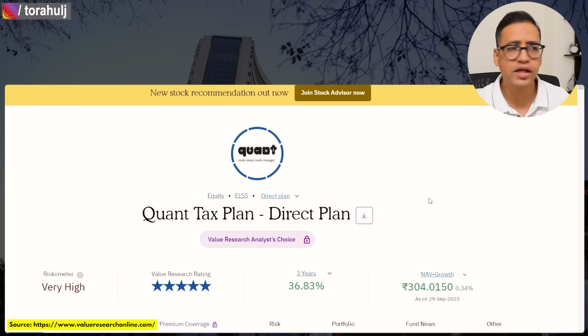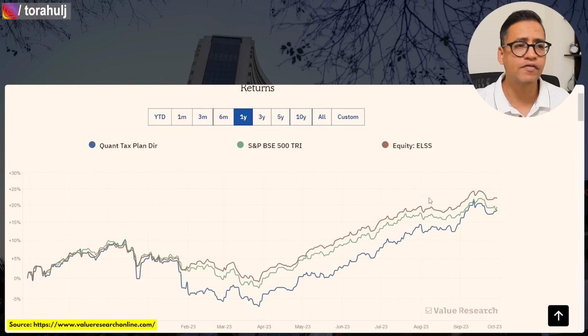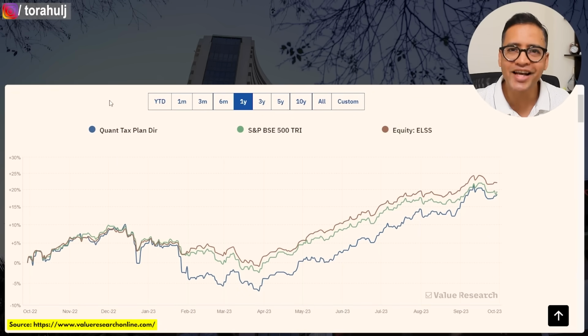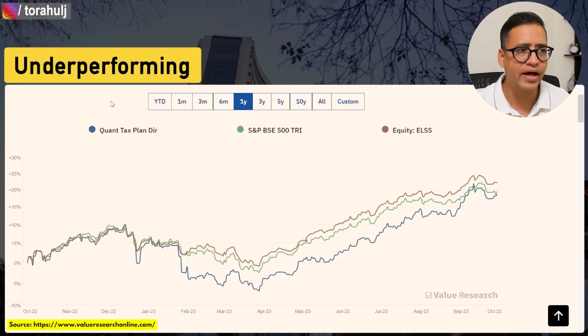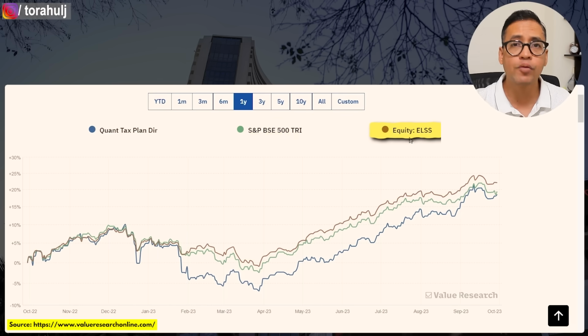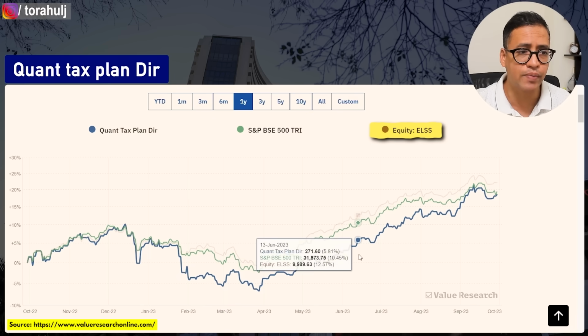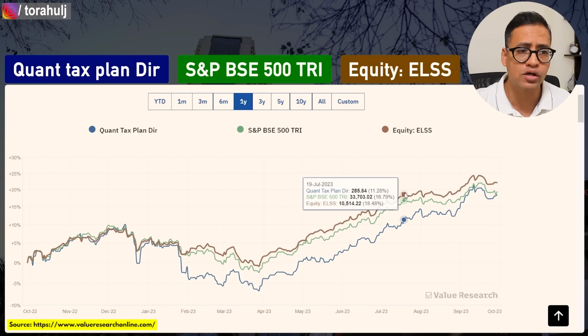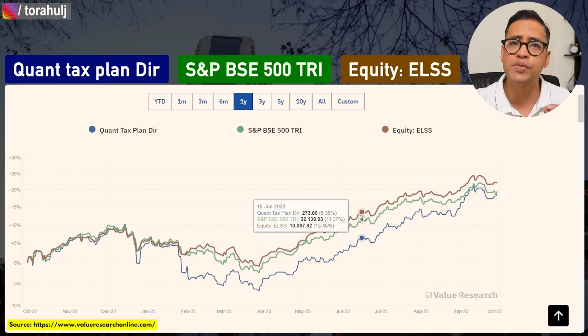So what you see on my screen is Quant Tax Plan Direct Plan. And if we see in the last 1 year, if you look at the last 1 year returns, you will notice that Quant Tax Plan has been underperforming if I compare this with S&P BSE 500 TRI, its benchmark, as well as from an equity ELSS category perspective. If you see, blue line is Quant Tax Plan, green line is S&P BSE 500, and the orange or the brown line is equity ELSS. And if you see from the last 1 year, it has been underperforming it.